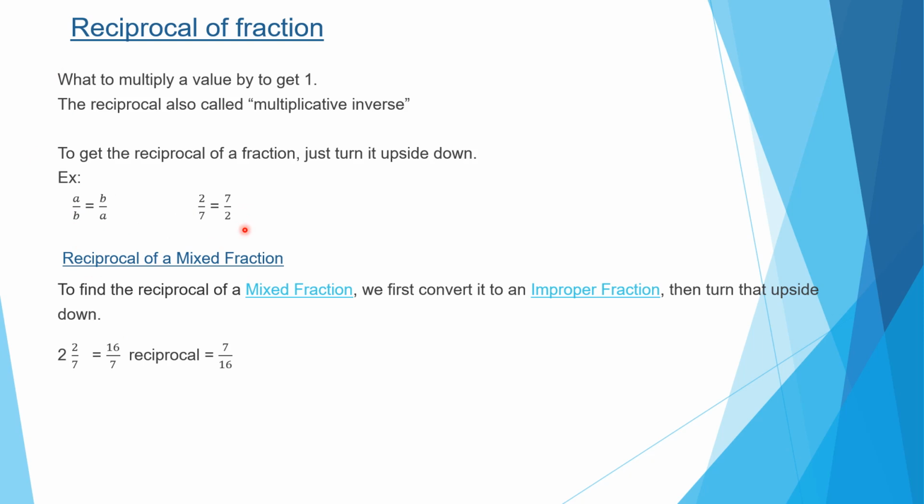And the reciprocal of a mixed fraction. To find the reciprocal of a mixed fraction, first we have to convert it into an improper fraction. Then we find the reciprocal as usual, that is turning it upside down. Here 2 2 by 7 is a mixed fraction. First we convert that into an improper fraction, that is 7 2s are 14, 14 plus 2, 16, 16 by 7. So the reciprocal of that is 7 by 16. Clear?